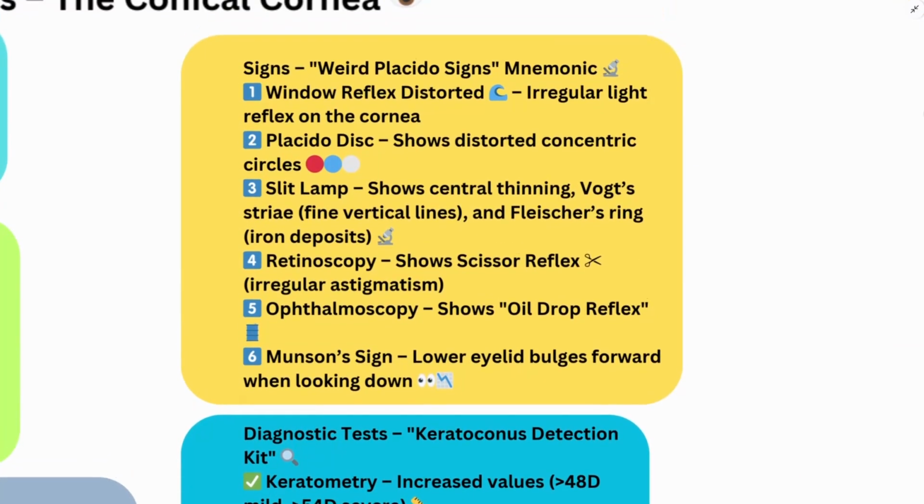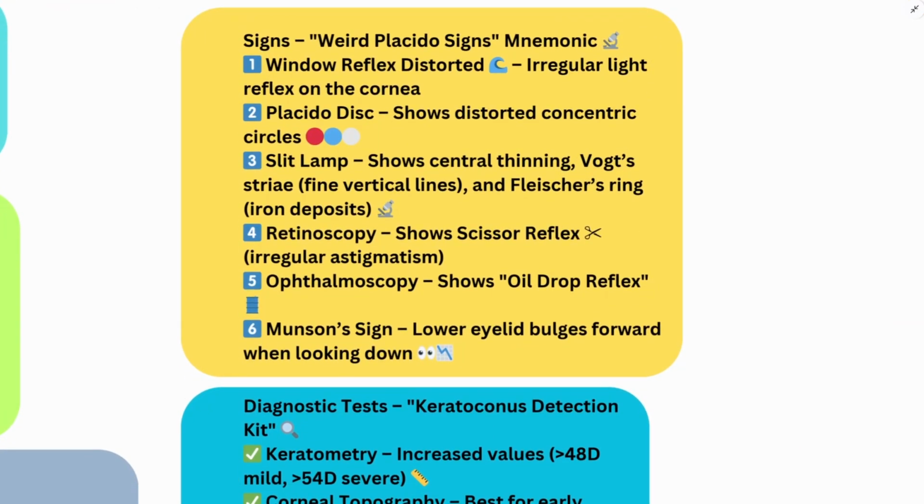Now let us discuss some of the signs. These signs are window reflex distortion, like there will be irregular light reflex on the cornea. Light reflex is a test that we do on a patient by shining light, and by that you will see the pupil contraction. Here you will see window reflex distortion, and placido disc, in which you will see distorted concentric circles, and slit lamp, which shows central thinning. So these are the important points that you must remember.